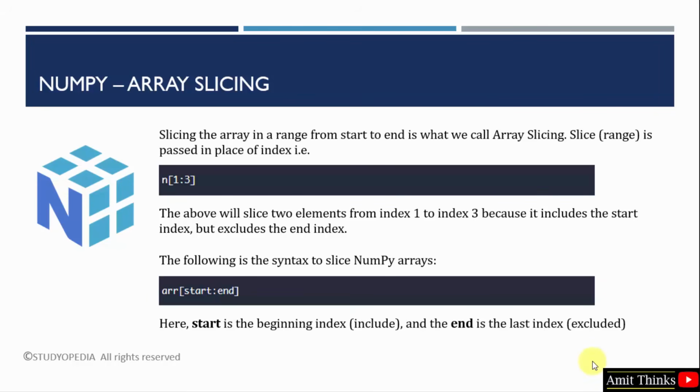Let's say you want elements from index 1 to 3. For that you need to mention the range, that is 1:3. That's it. The syntax is here. That means from start to end, the start index in the range is the first one and the end is the last one. But you need to remember the end index is excluded. It includes the start index but excludes the end index. So this is how you can work around slicing in NumPy arrays.